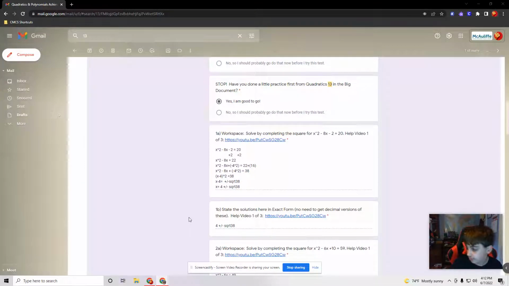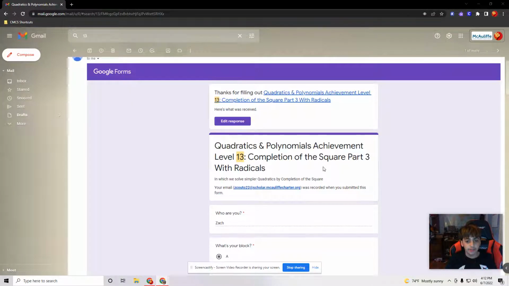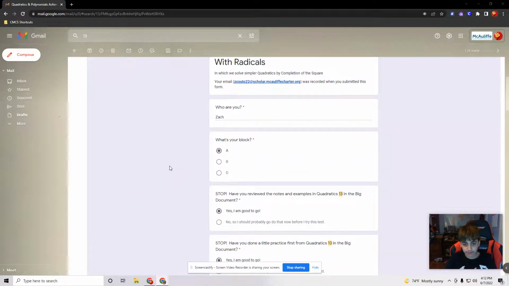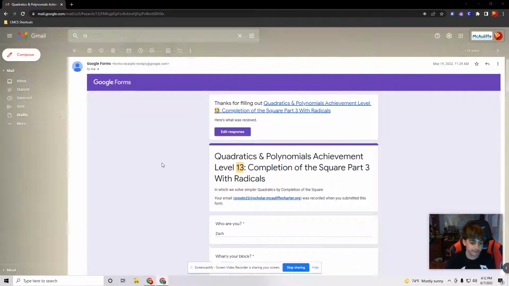Hey guys, so we're gonna redo 13 here because the last one wasn't that good, and I'm finally getting to it because I have some free time. So 13. This is Completing the Square Part 3 with radicals. Okay, this is like the big one. 11 and 12 have prepared you for this. This is Part 3 with radicals.